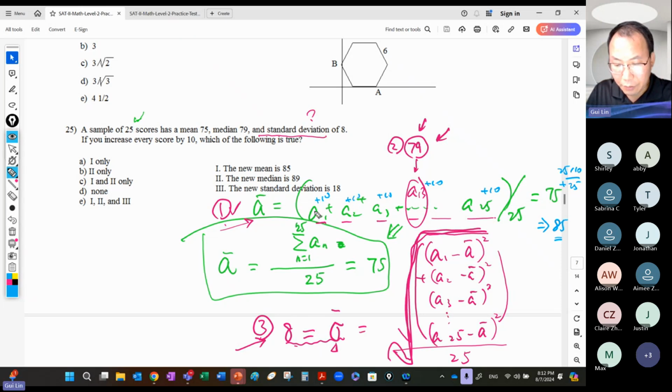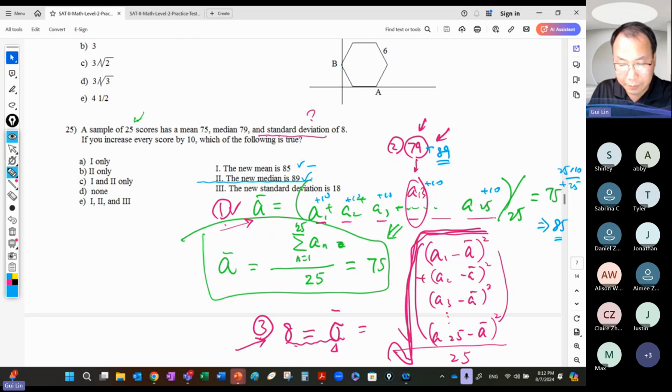So you can see that from smallest to the biggest, this A13 is still in the middle of the data. So it became 89, right? It also increased 10. So the first option and second option, I mean, the first definition and second definition, are correct.